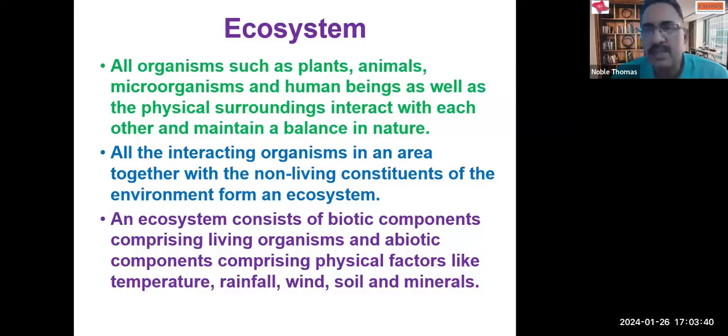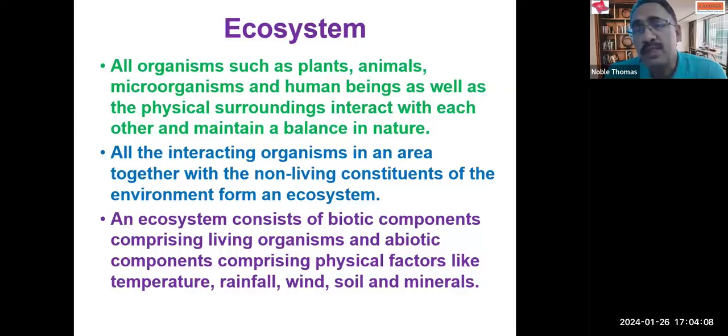One of the major characteristics of an ecosystem is that it does not take anything from outside. It does not give anything outside. That means it is self-sustaining. The materials which are available in the ecosystem will be circulating in the ecosystem. The only thing that it takes from outside is energy, and that energy is supplied by the sun.